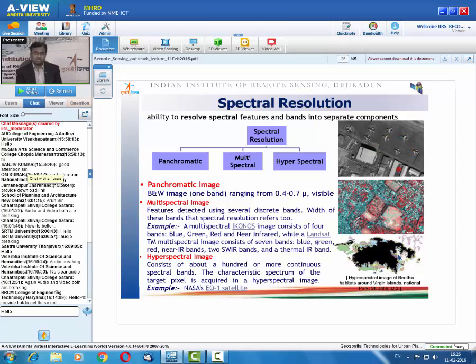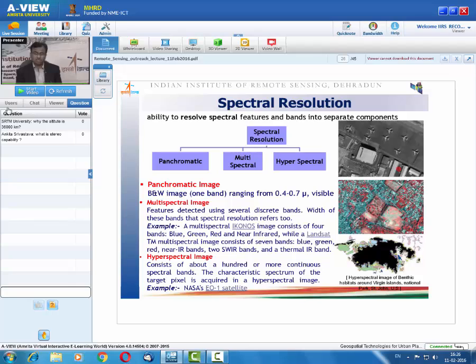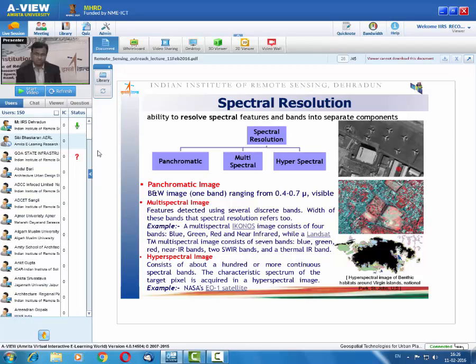Because the color is not present, though the features can be seen in the higher spatial resolution category, the spectral phenomena aid in feature distinction better. But in the multispectral image, there are several discrete bands, and the widths of these bands all vary, and several examples are available. For example, we have one multispectral image on the right-hand side of this slide, which consists of 4 bands: blue, green, red and infrared.